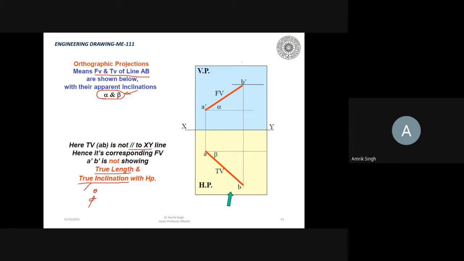Yes, sir. True length is the same if AB, as I told, is parallel. Then the projection of the line AB will be equal to the length of the line. Then it is the true length. If it is not, then it will be just a projection. ठीक है?